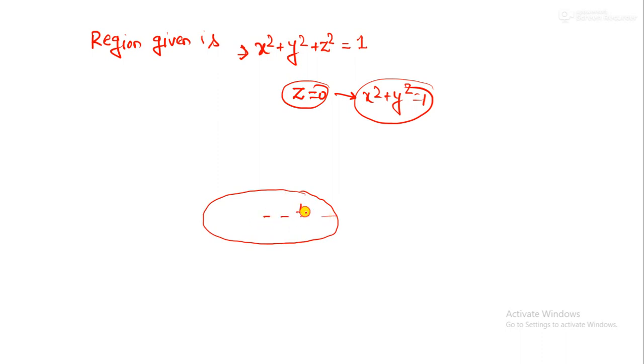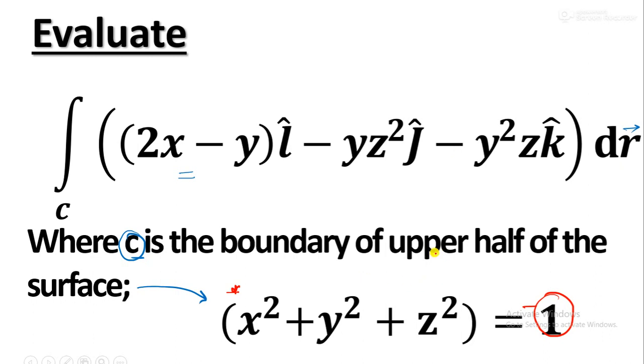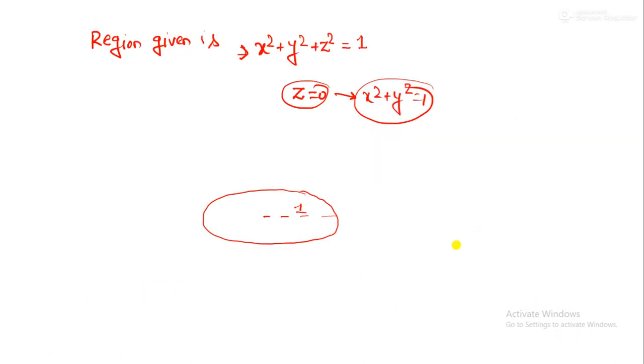Okay, now if you add z square equals to 1, and it is also given that we will have to talk about the upper half of the surface, so from z equals to 0 to z equals to some height, I am just drawing this figure. So a semi-spherical surface is generated. For this semi-spherical surface, we will have to calculate the value of the given integral. Okay, this is a semi-spherical surface which is lying on the xy plane.